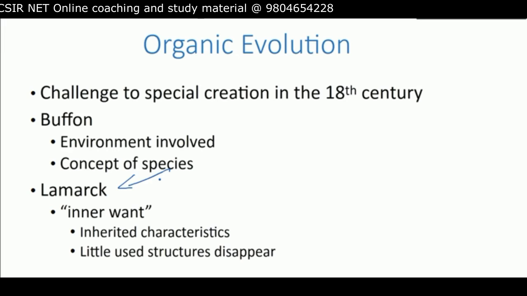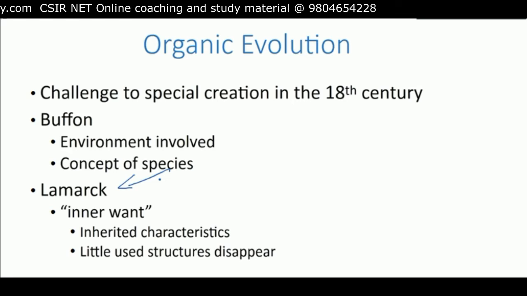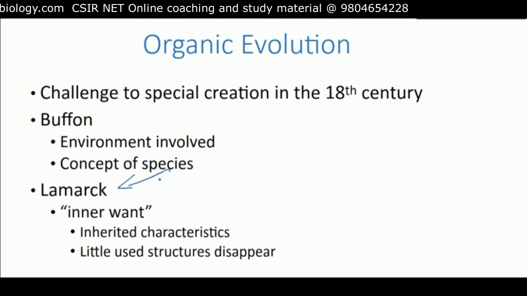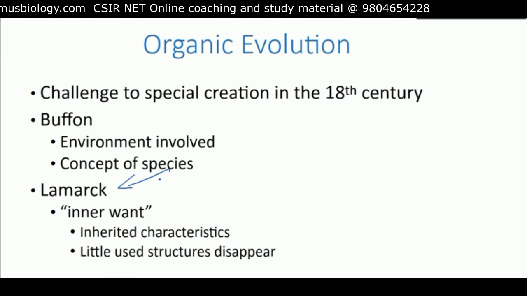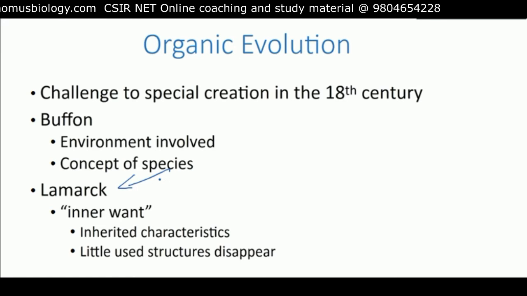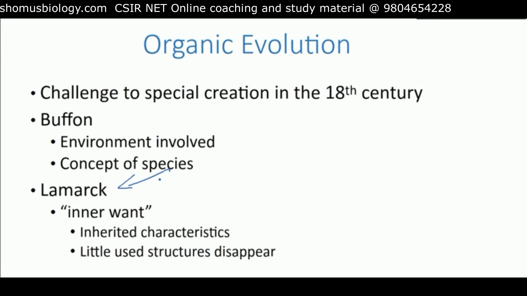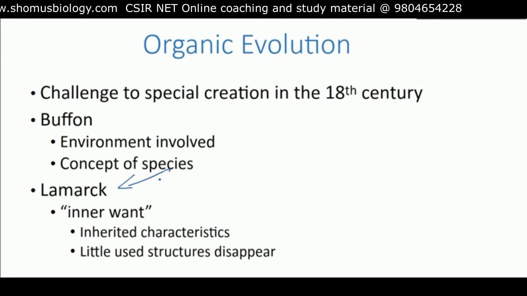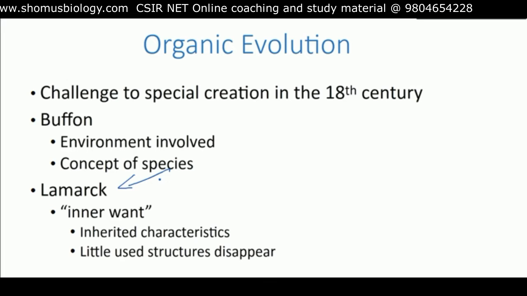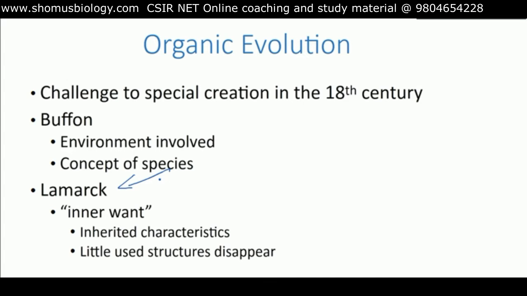Lamarck tried to explain organic evolution with the help of a term known as inner want. Inner want means inherited characteristics, and little used structures can disappear, and the more used structures are going to be stretched, and the morphological or anatomical structure may be modified based on the organism's importance to survive, based on the organism's own inner want to survive in a certain kind of environment. That is something provided by Lamarck.